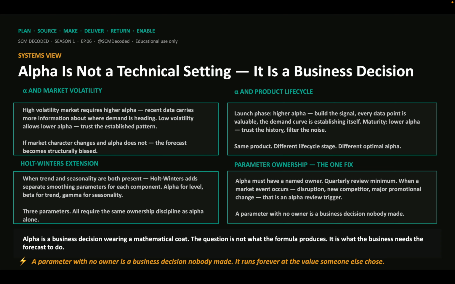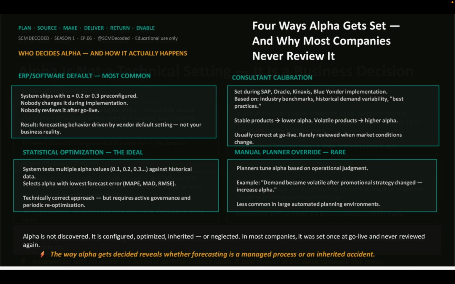So, we were going to discuss the most important thing: alpha doesn't magically appear. There are four ways it gets decided. Most common is vendor default. The system ships with 0.2 or 0.3 and nobody changes it. Your forecasting behavior is being driven by someone else's default config file. The second way is consultant calibration during implementation. They set it based on best practices and historical data, usually correct to go live, rarely reviewed after that.